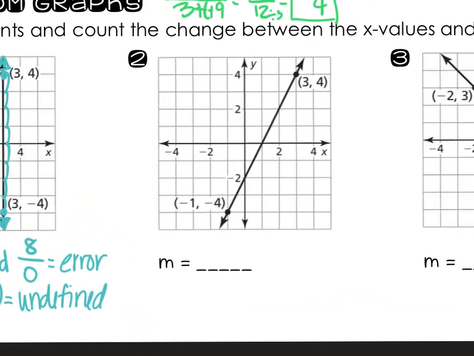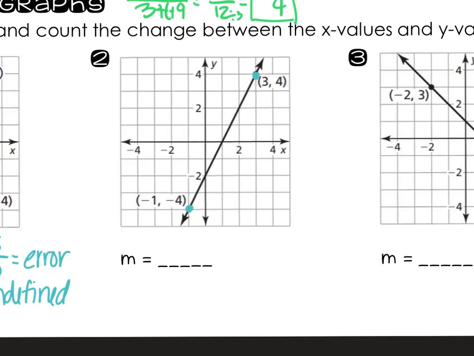Alright, number 2. So they've already picked the points, but you could pick other points as well. The easiest way to do this is to kind of make this into a triangle, essentially. And you always want to read your graph left to right, just like you would for reading, okay? So if I'm going left to right, I'm actually going up here. If you remember probably hearing rise over run a lot, that is the same as change in y over change in x though, okay?